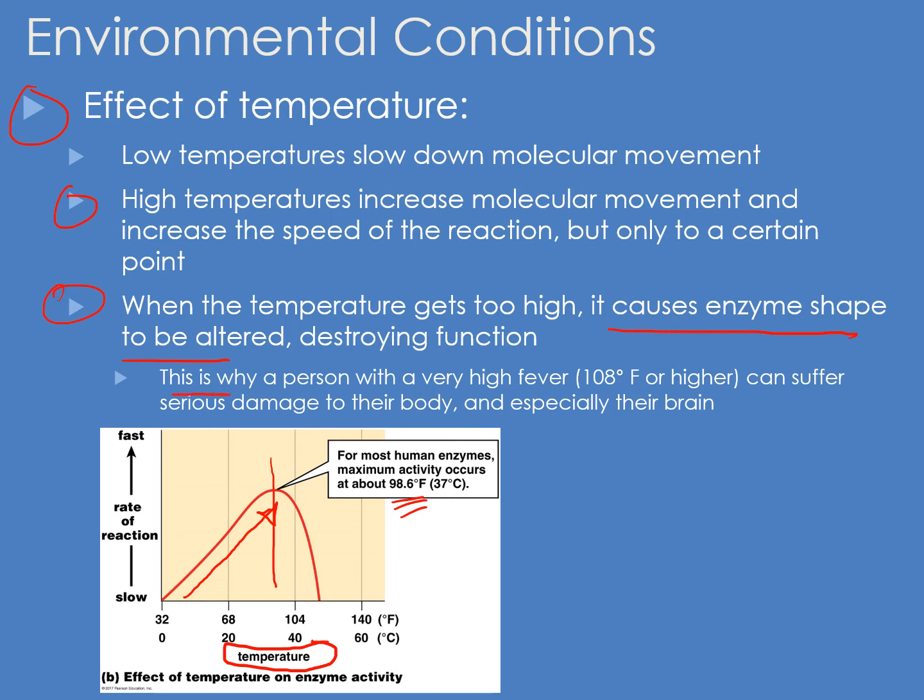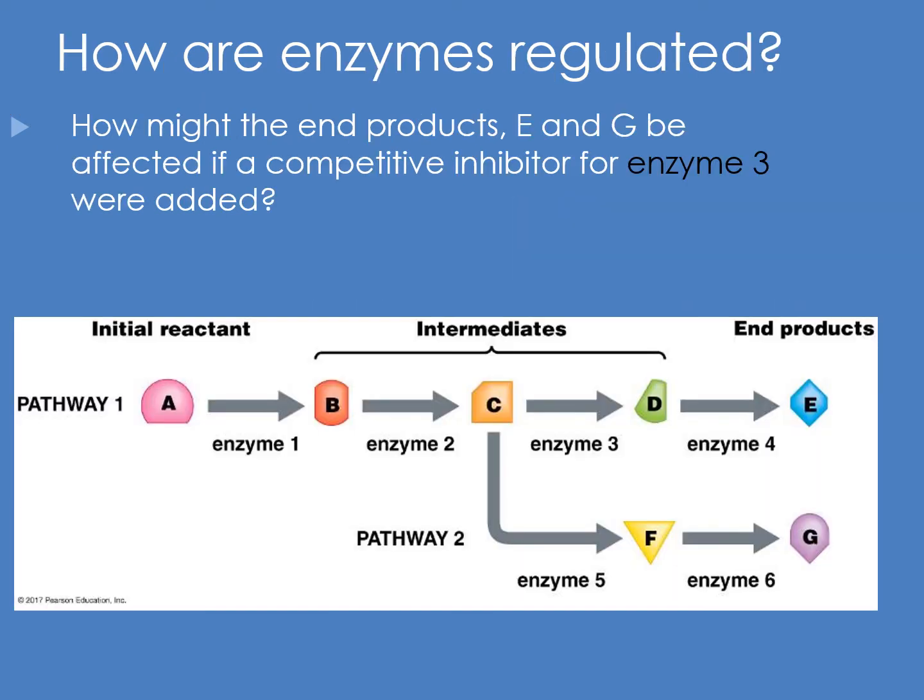So this is why a person with a very high fever, say 108 degrees or higher, can suffer serious damage to their body and especially to their brain, because enzymes stop working correctly. They will catalyze reactions not as effectively, or some may catalyze them too rapidly even. Point being, fever is bad because it changes the rate of reactions for enzymes and also metabolic pathways.